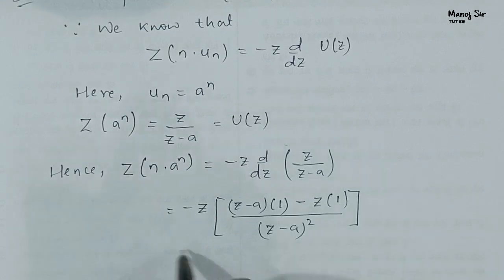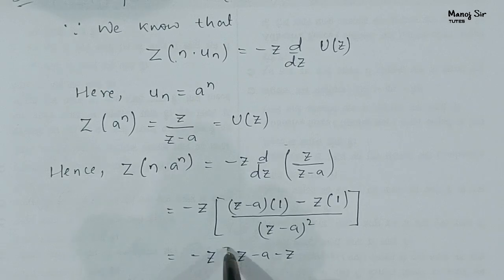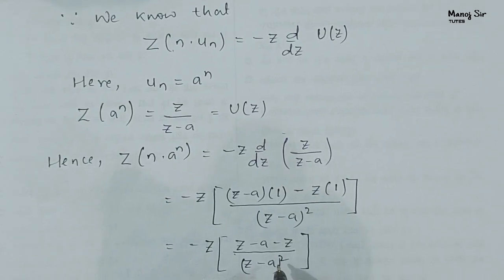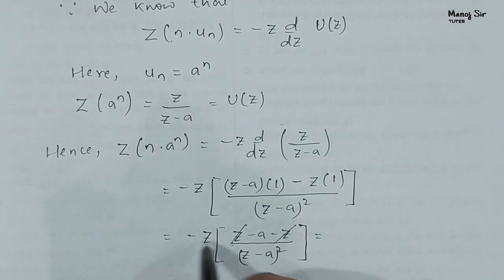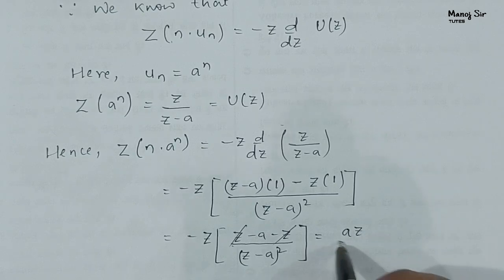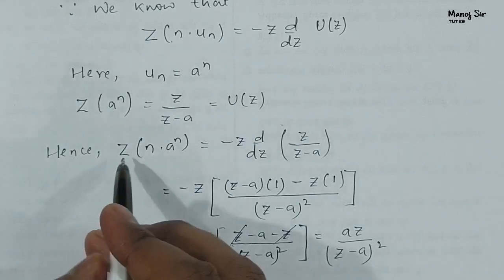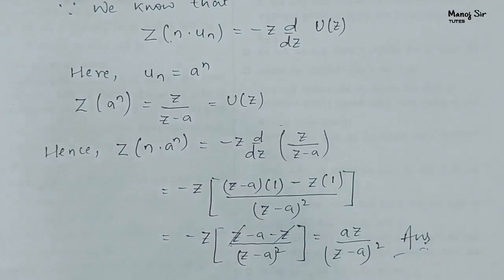Now we will simply open the bracket. Here we will get minus z, here it is z minus a, here we have minus z upon z minus a whole square. I hope this much is clear to you. Now z gets cancelled, minus z minus a, that is a z upon z minus a whole square. And this is the Z transform of n into a to the power n. So this is my final answer.